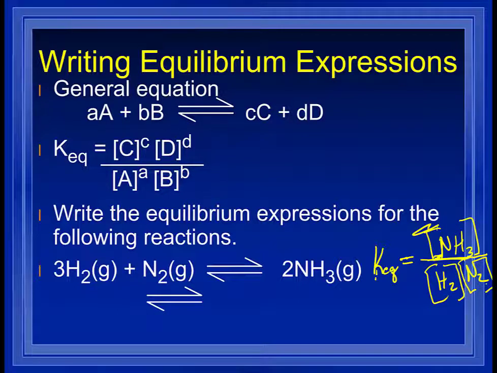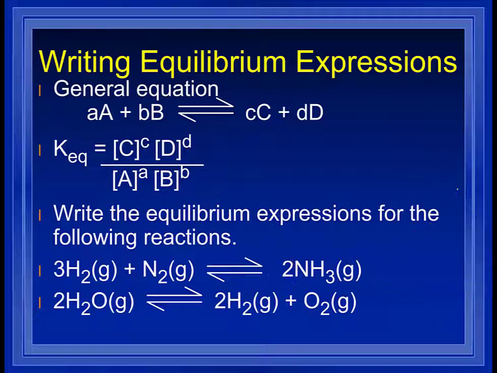Okay, and then the only other part is we got coefficients. That's a 3, that's a 1, that's a 2. So the 2 is on NH3, so that's squared. The 3 is on H2, so that has to be cubed. And N2's got a 1, raise the first power. And if you calculated those numbers, it would always be the same when you got to equilibrium. Equilibrium constant.